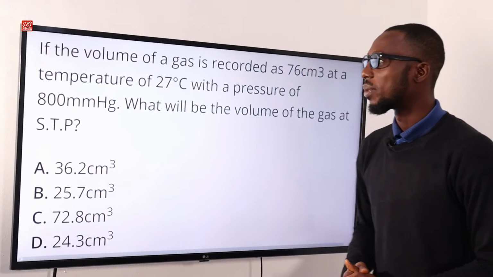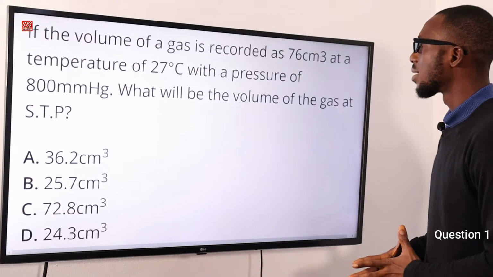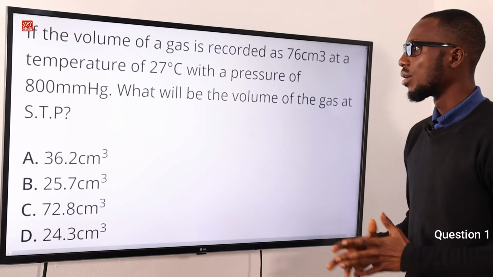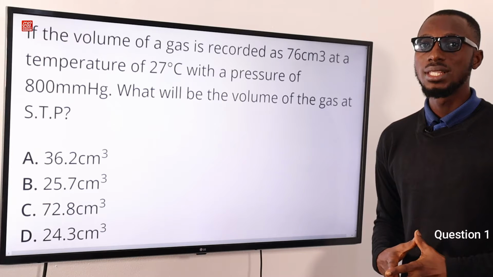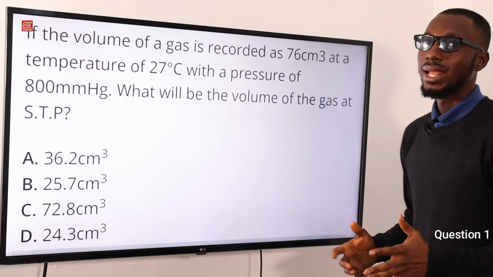Let's solve question 1. If the volume of a gas is recorded as 76 centimeter cube at a temperature of 27 degrees Celsius with a pressure of 800 millimeter mercury, what will be the volume of the gas at STP?